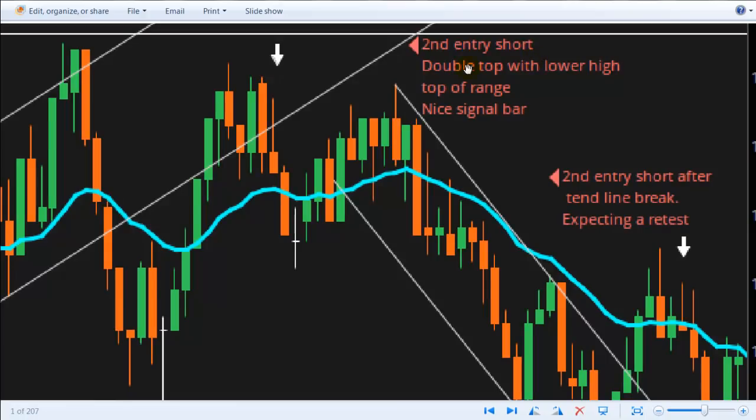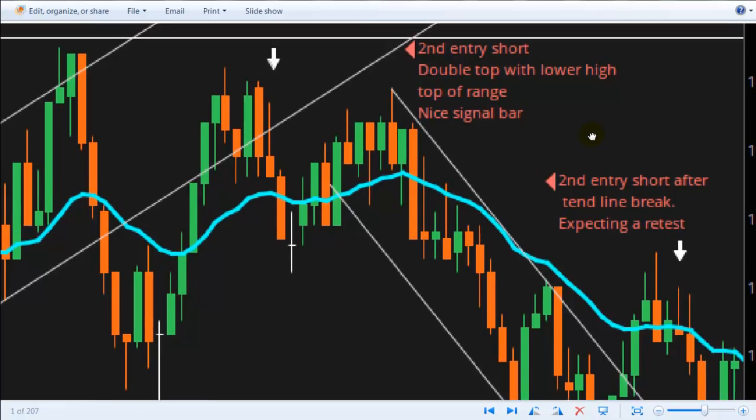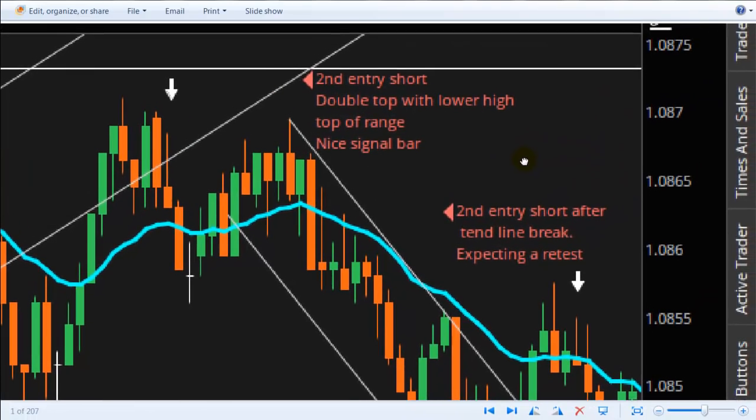He says second entry short, double top with a lower high, top of range, and he does notice the lower high. And that's a pretty good signal bar, but it's an inside bar, and that one's bullish. That's just like an up-down bar, and then you got another inside bar. So that's not a perfect setup, but it's not a bad setup if you're watching.